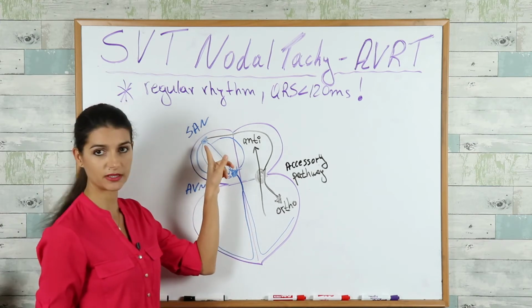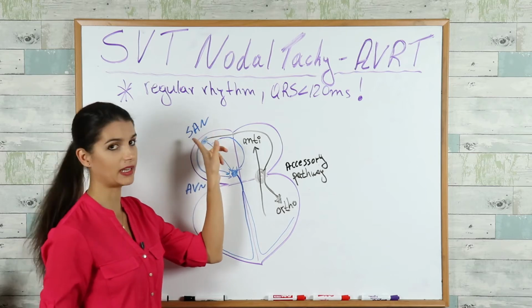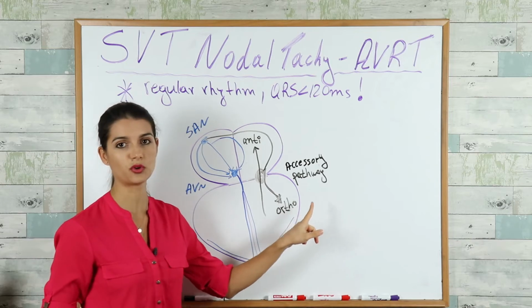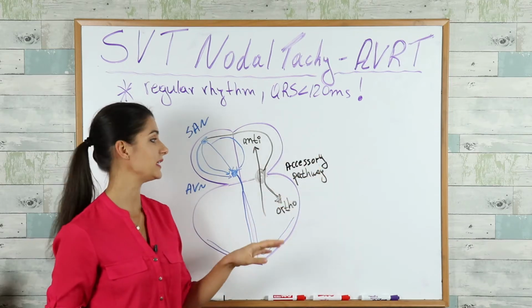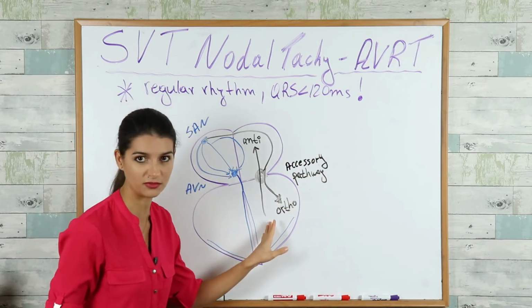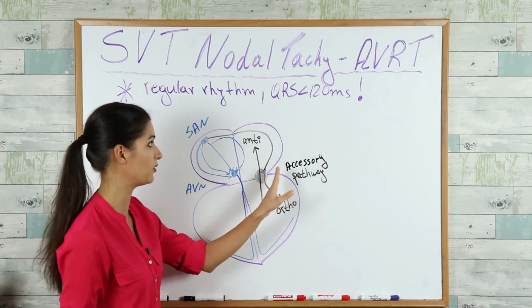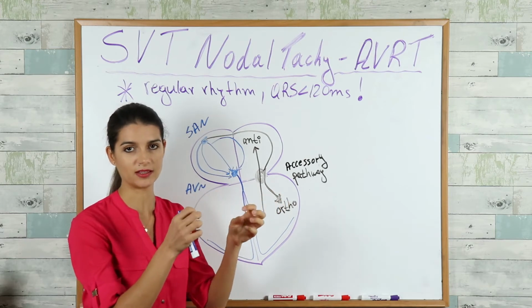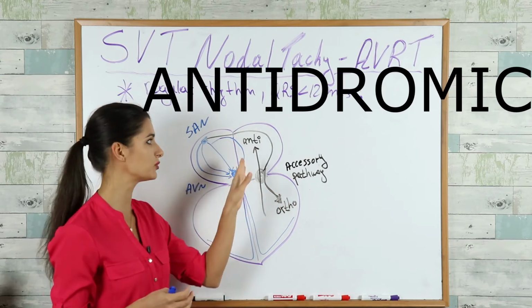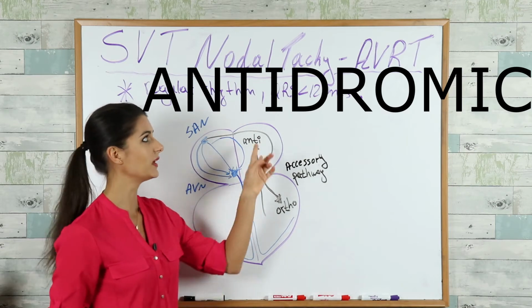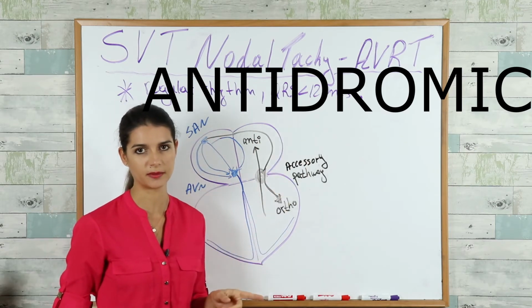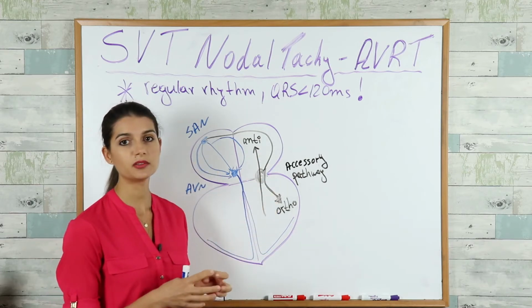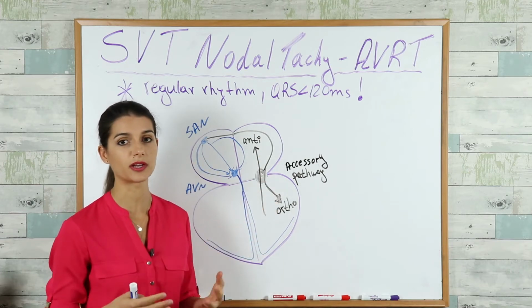And if the signal travels from the atria to the ventricle, then we call this tachycardia orthodromic AVRT. But if the impulse travels from the ventricles through this accessory pathway going to the atria and then depolarizing them and making them contract, then we have basically backwards, antidromic atrioventricular reentrant tachycardia. And because the signals now are traveling through different pathways, they will be stimulating the ventricles to contract more, right?